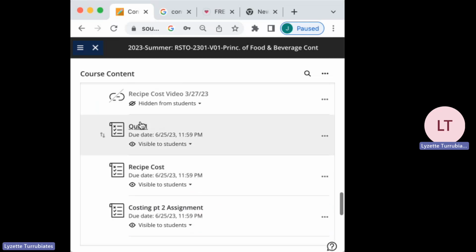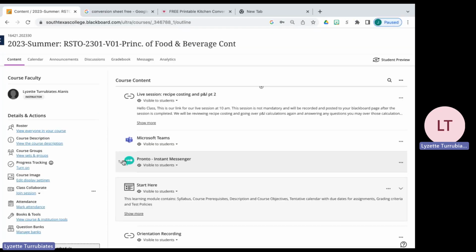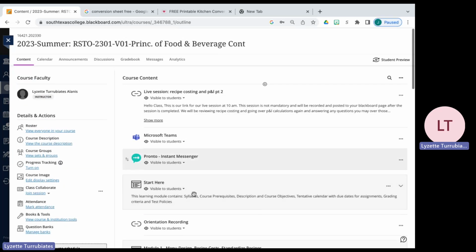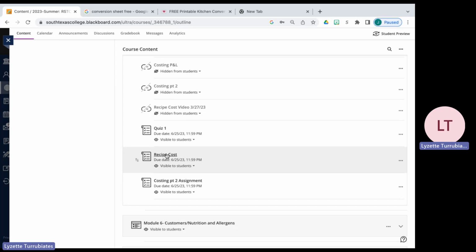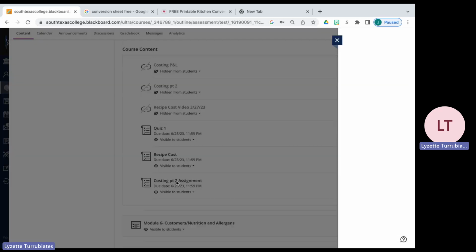You have your costing assignment or your quiz one, which is part of the costing. I posted videos for both the P&L calculation examples. So if you have any questions or if you're still having issues with figuring out your P&L calculations, please let me know so that I can assist you. And then you have your recipe costing, which is the one we just went over. And then we have our costing part 2 assignment, which I'm going to show you really quick.